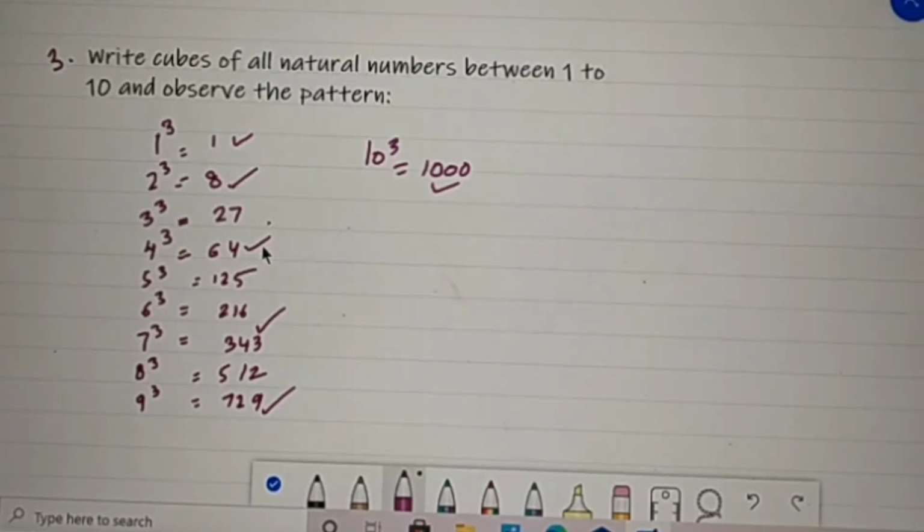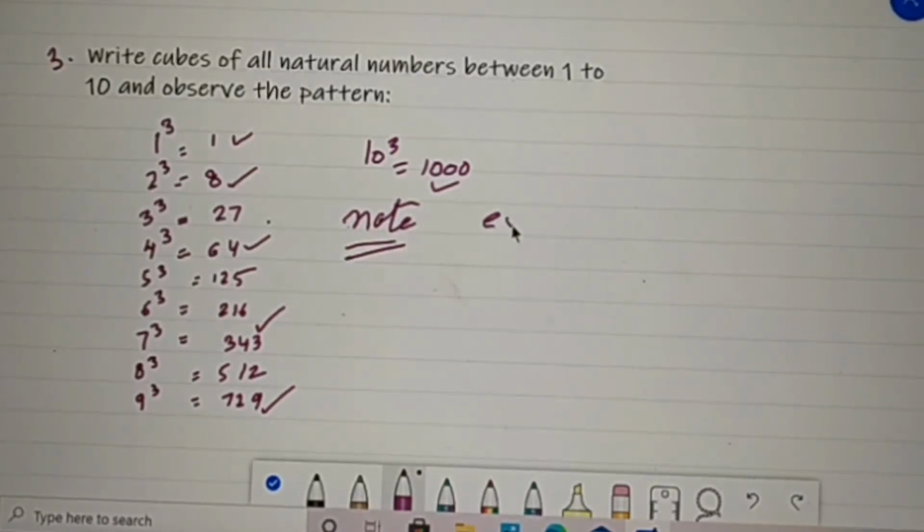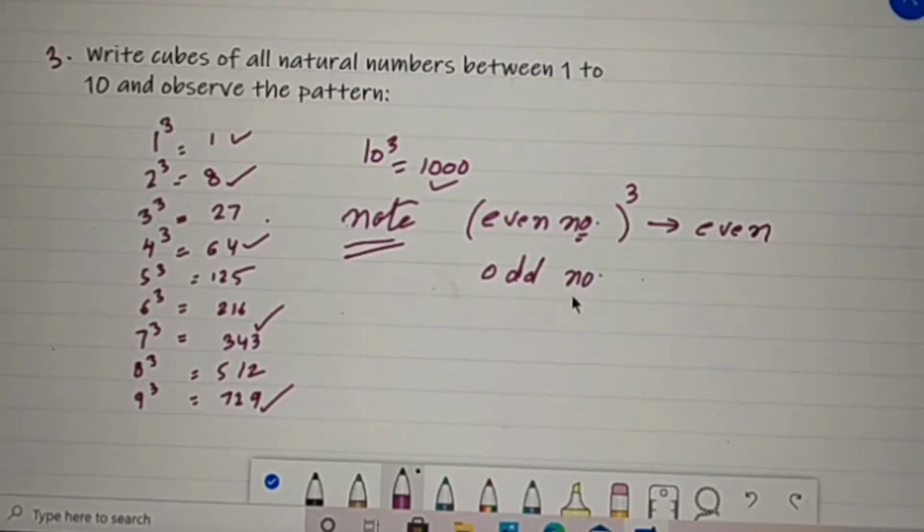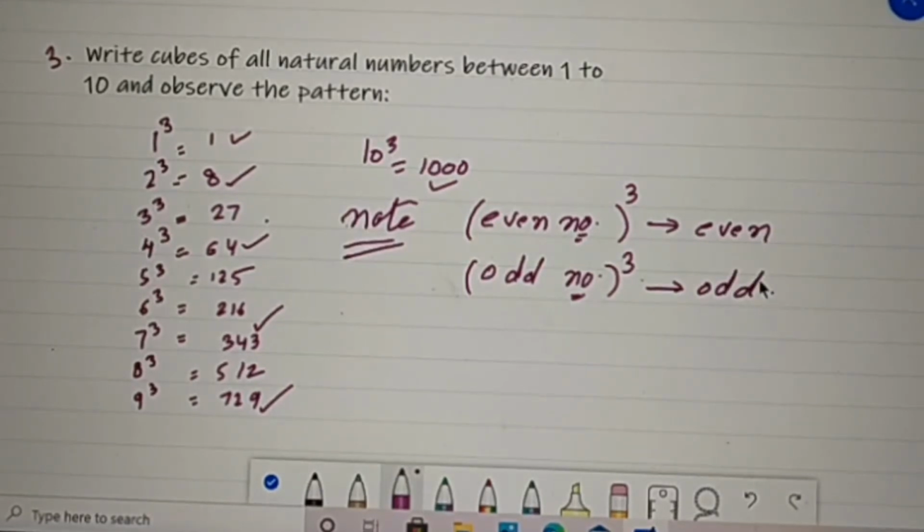So here you have to note, you have to write in your notes, the pattern is: the cube of an even number is even, and the cube of an odd number is odd. This is the pattern we are observing.